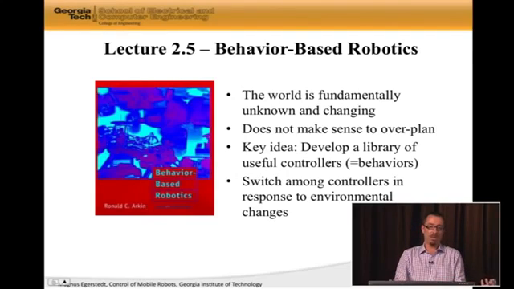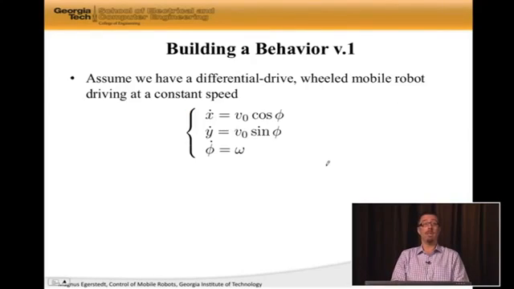If all of a sudden an obstacle appears, then we avoid it. If we see a power outlet and we're low on battery, then we go and recharge. So we're switching to different controllers in response to what is going on. What I would like to do is start designing some behaviors, just to see how what we learned in Module 1, a little bit about control design, can be used to build some behaviors.